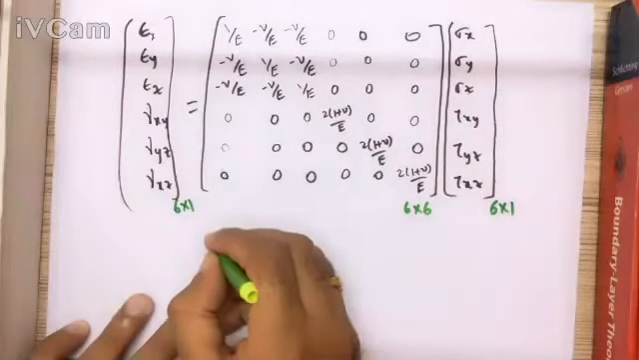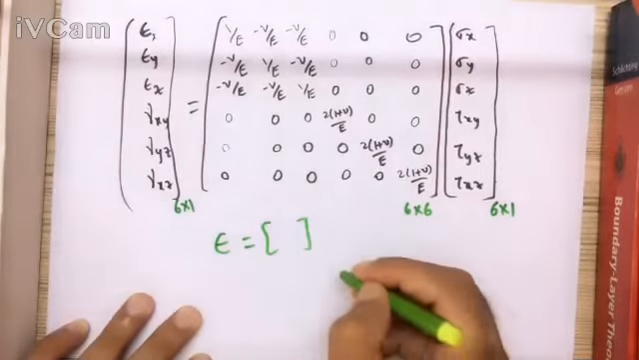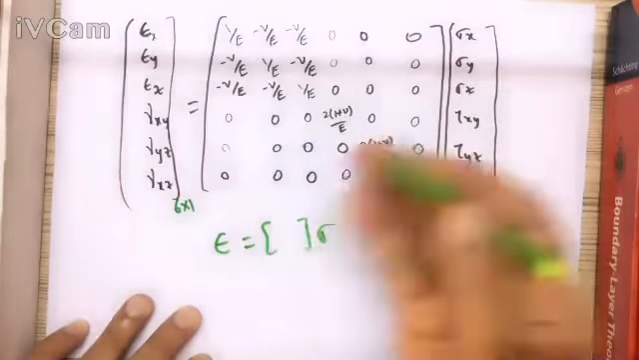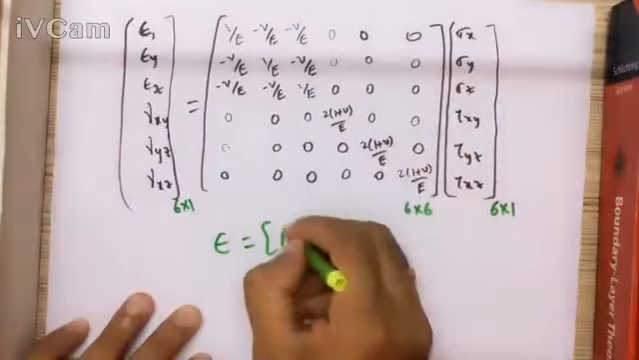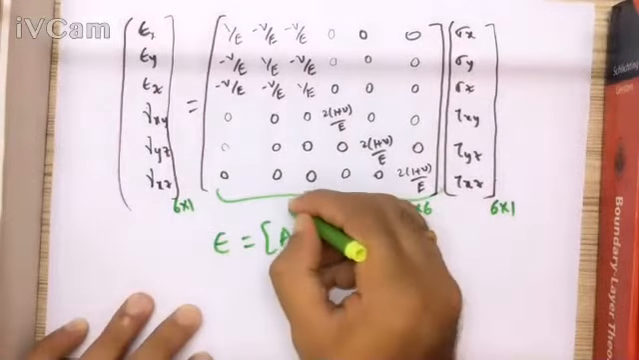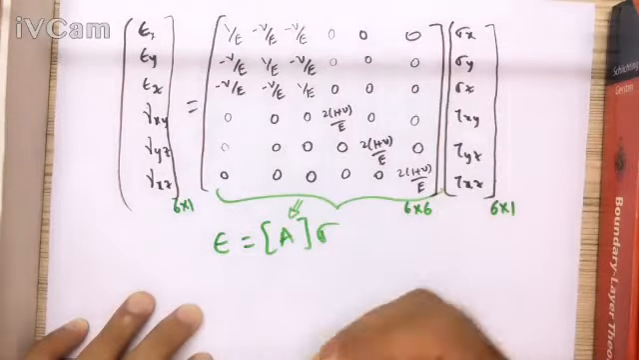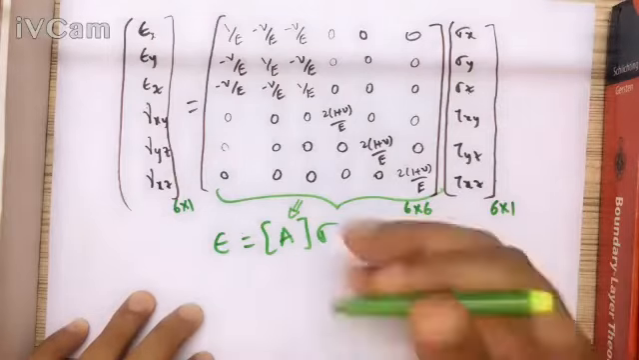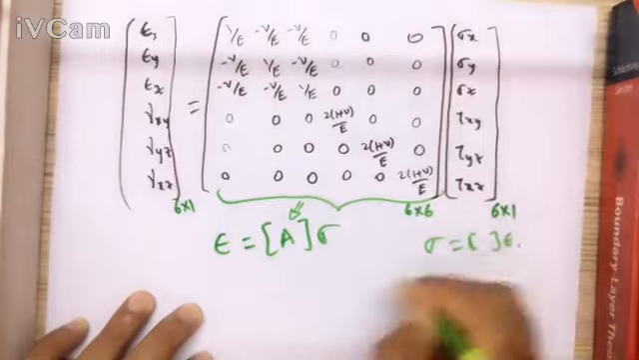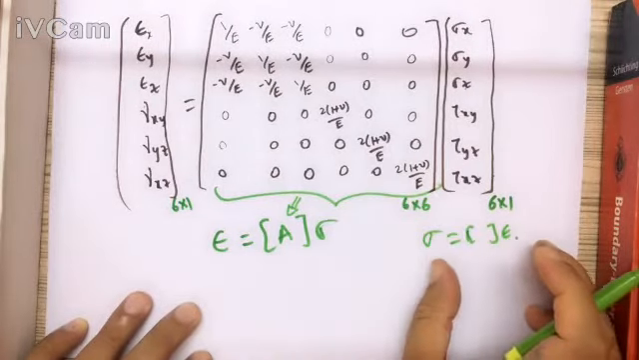So this is in the form, in which way is this? This is in the form epsilon is equal to some matrix into sigma. I do not know. For the time being, let us call this matrix as A. Now, I know Hooke's law is actually sigma is equal to some matrix into epsilon. I want it in this form: sigma is equal to something into epsilon.